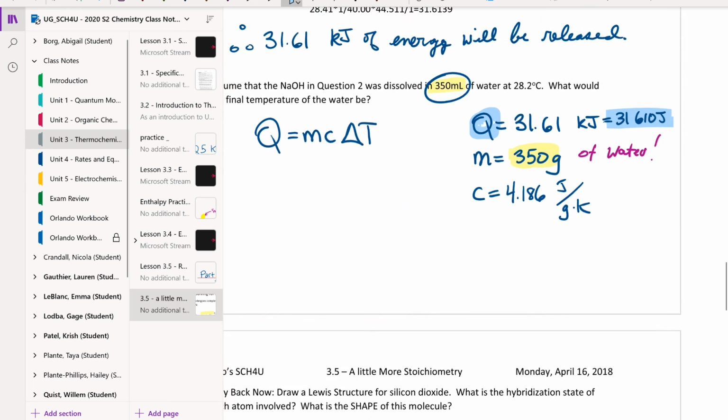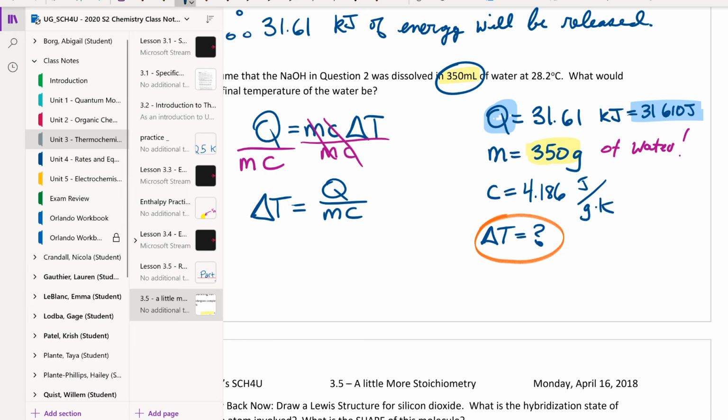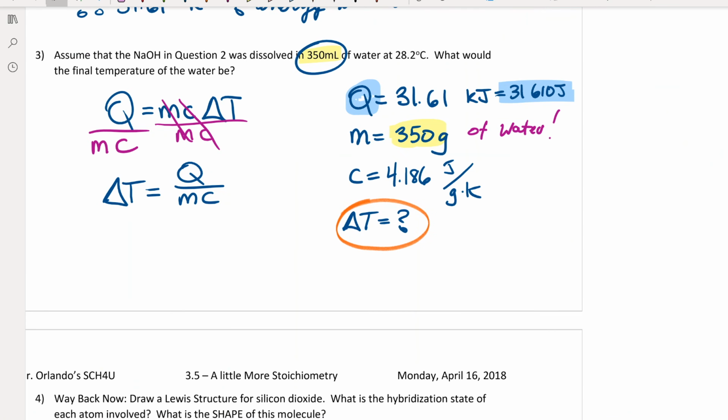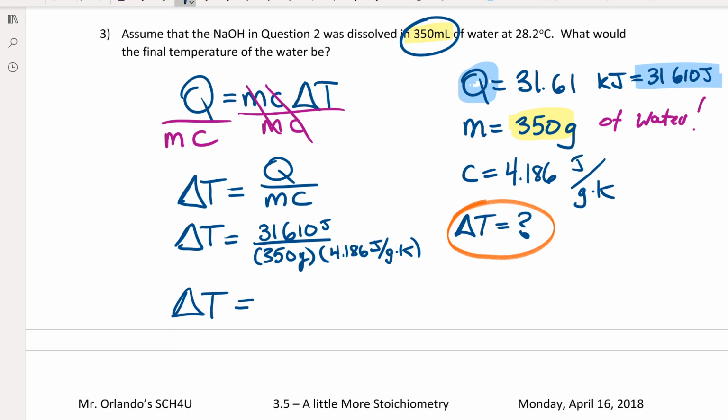Q is 31,610 joules. And delta T, well, that's what we want to know. So, let's rearrange this to find delta T. I'm going to have to divide by M and divide by C, but of course what I do to one side, I must do to the other. So, delta T is equal to Q divided by MC. And so delta T is equal to 31,610 joules divided by 350 grams multiplied by 4.186 joules per gram Kelvin. And we can just do that calculation.